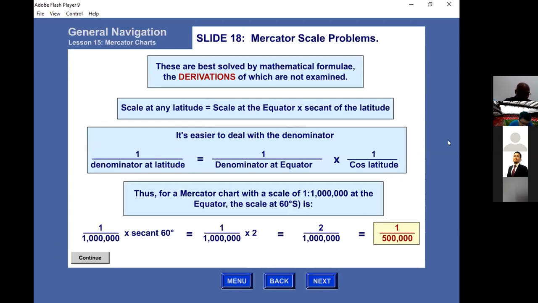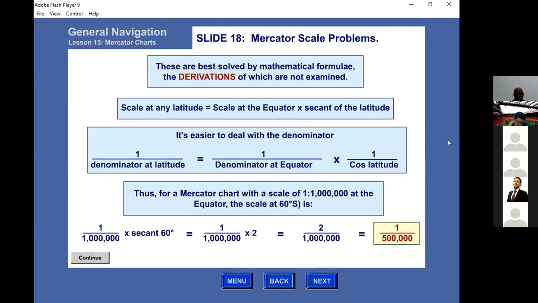Scale at 8 degrees is equal to 1 by 1 million into 1 divided by cos 8 degrees. Or if you are working only with the denominator, it is 1 million into how much? 1.009 times 10 to the power of negative 6. Cos of 8 degrees? How much is cos of 8 degrees? 0.990268.